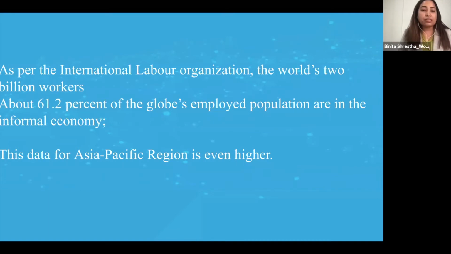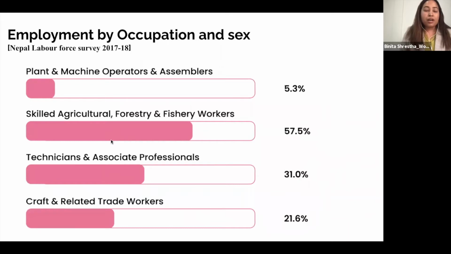Also, the scenario is similar worldwide, and it is also believed that the Asia Pacific region has a higher percentage of women in the informal sector than other areas. So if we again compare employment by occupation and by sex, women are at a maximum of 57.5%, representing agriculture, forestry, and fishery compared to other occupations.